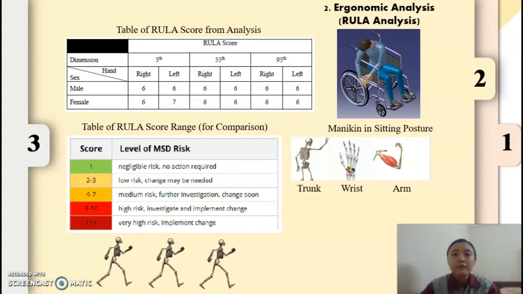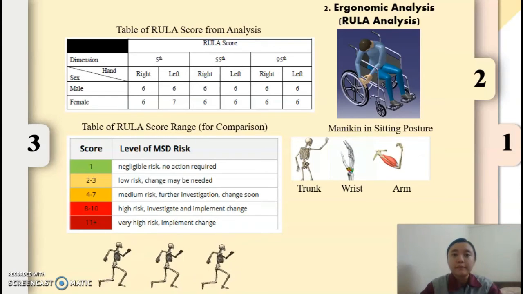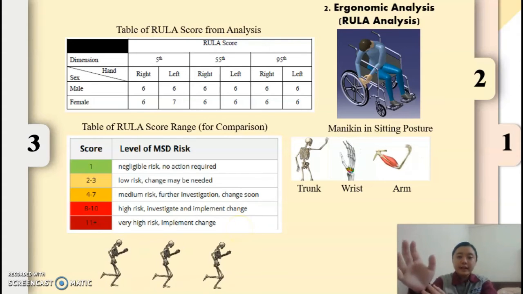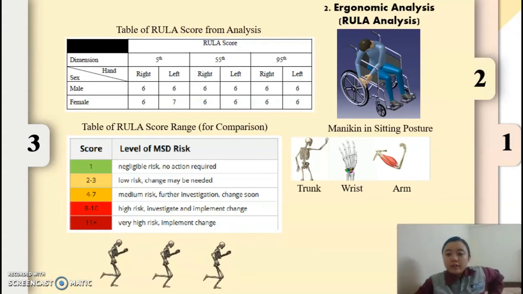In the table of RULA score, we can clearly see from the simulation of mankind that it indicates a medium risk of this product to the user, with scores of 6 and 7 in the orange color range, as referred to the table of RULA score range. From this result, we suggest an improvement of this product in the body parts of wrist, arm, and trunk, to reduce the fatigue level and bending posture of the user.